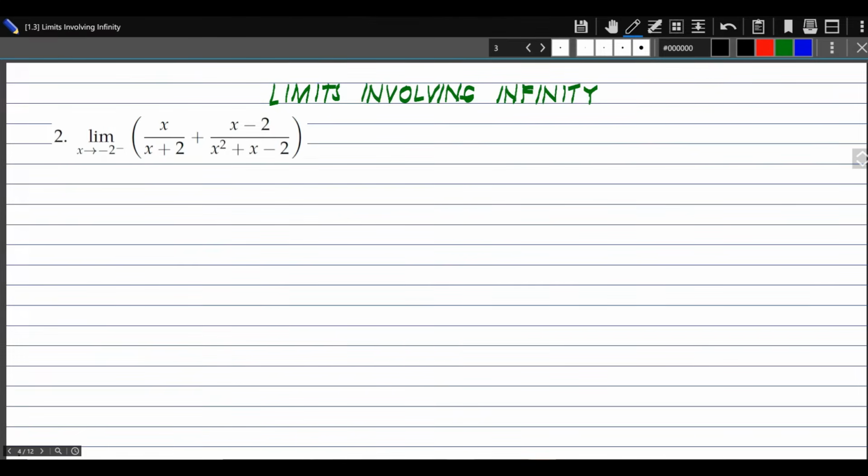In this item, we are asked to find the limit of the sum of two functions. Notice that the second term has a factorable denominator. So to solve this item, let's first write the second term in its factored form. So this will be equal to the limit of x over x plus 2 plus x minus 2 all over, the factors are x plus 2 times x minus 1, as x goes to negative 2 from the left.